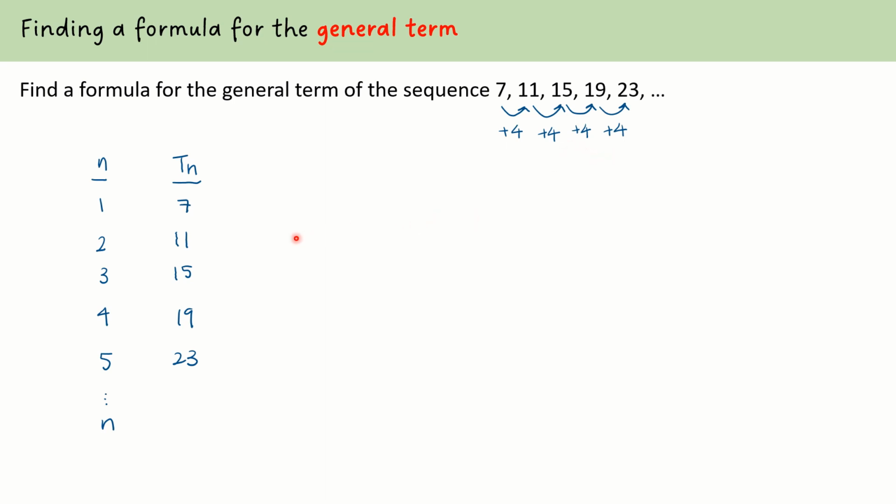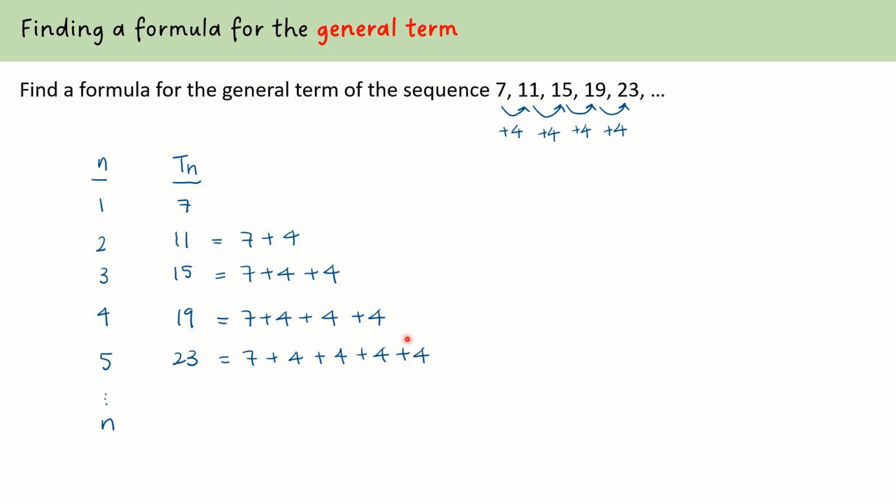So what this means is that for my second term, 11 over here, I'm taking 7 at the start, adding a 4, so 11 equals 7 plus 4. Then for my 15, I will add 4 to 11, which is 7 plus 4 plus 4. Followed by 19, which is arrived at by getting 7 plus 4 plus 4 plus 4. And finally, our fifth term is actually 7 plus 4 plus 4 plus 4 plus 4.